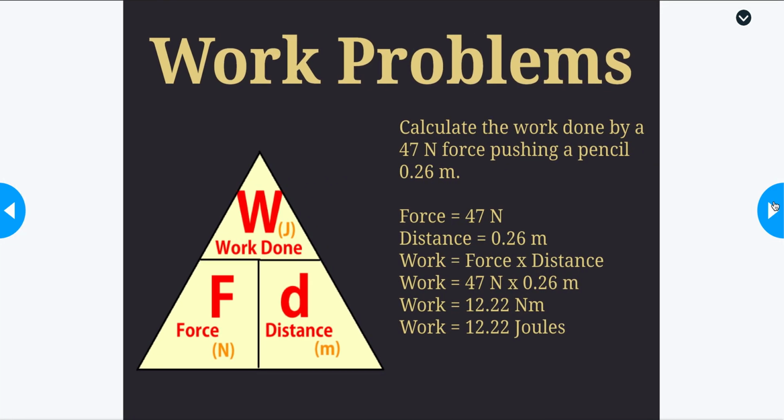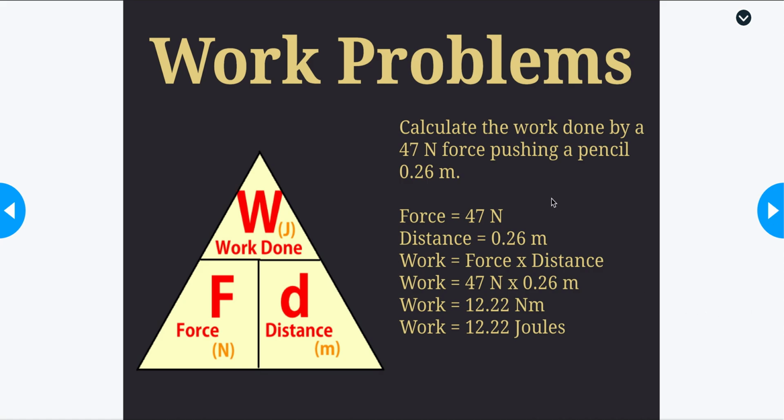All right, let's do a quick practice problem. And this is actually on your practice sheet. So if you turn into your packet, you will find a worksheet on work. All right, calculate the work done by a 47 Newton force pushing a pencil 0.26 meters.